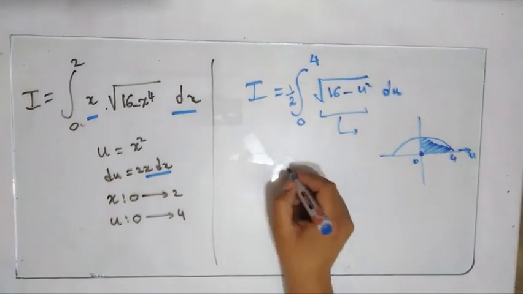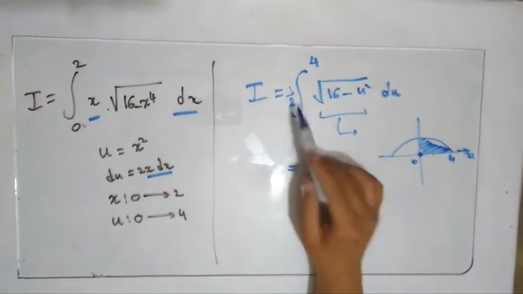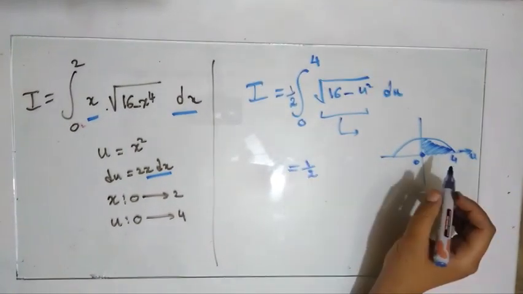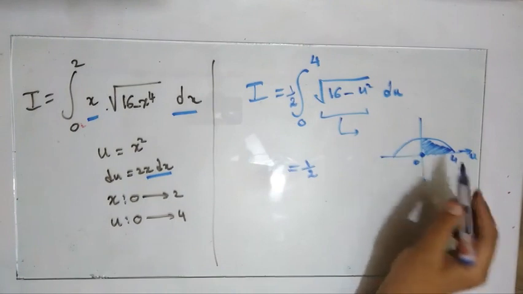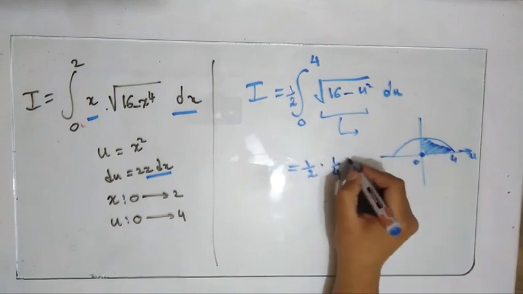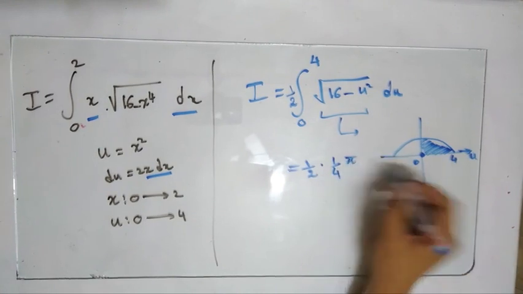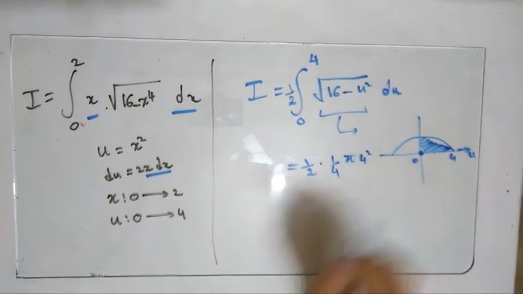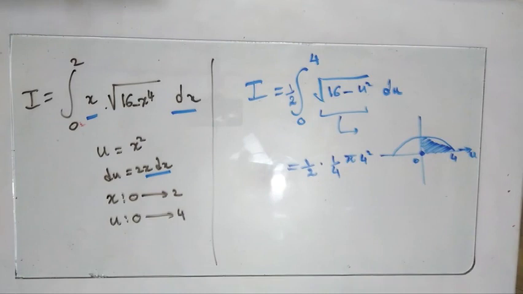So the area under the curve will be the same as this definite integral, which is a quarter of the area of the circle. So it will be half times 1 over 4 times pi r squared. R here is 4, so it will be 4 squared. So we know also how to solve these a little bit complicated examples which involve a square root.